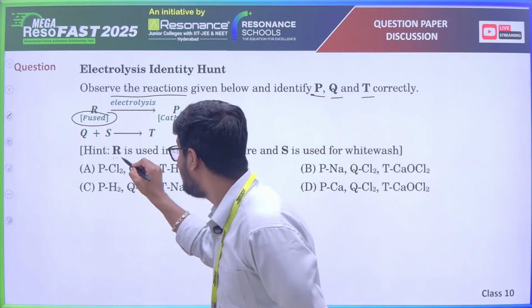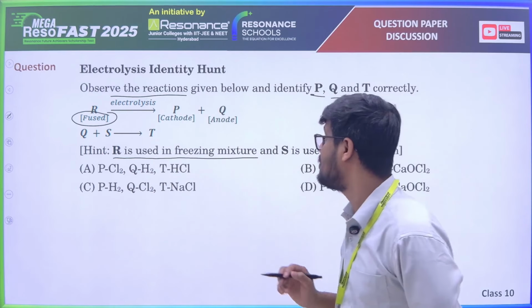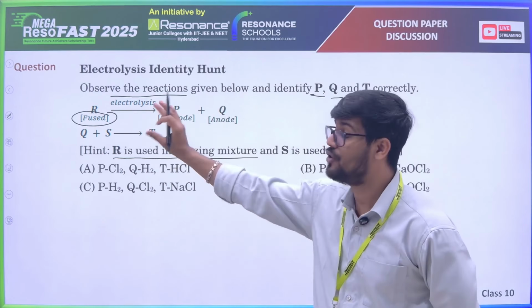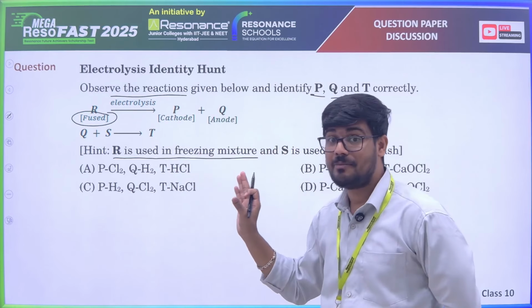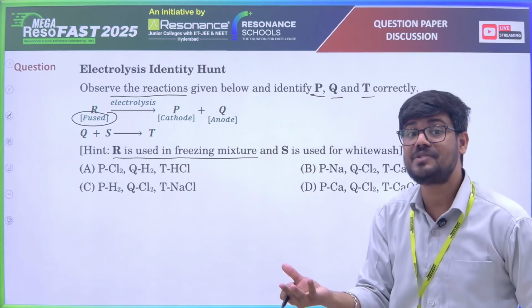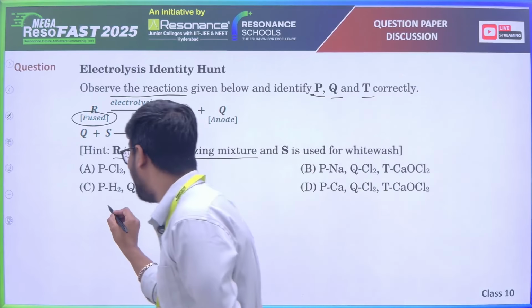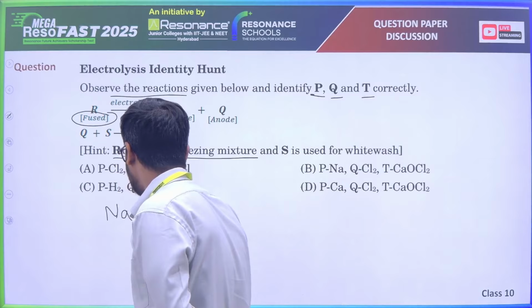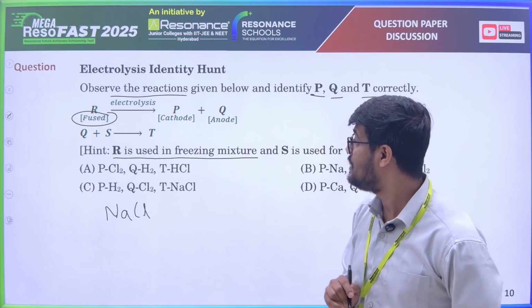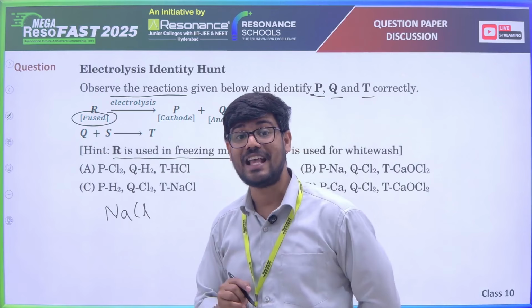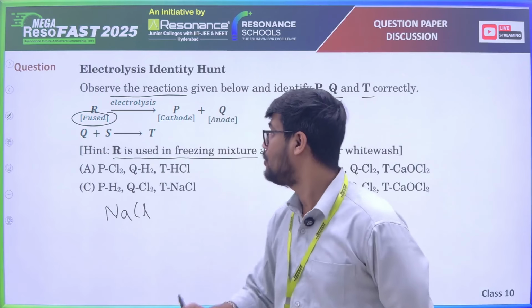Next, R is used in freezing mixture. So in electrochemistry or electrolysis, with fused state or freezing mixture, which substance is used? It is nothing but NaCl, sodium chloride. Sodium chloride is used in freezing mixture, and it can also have fused state.